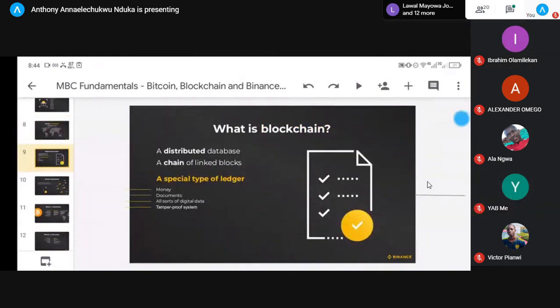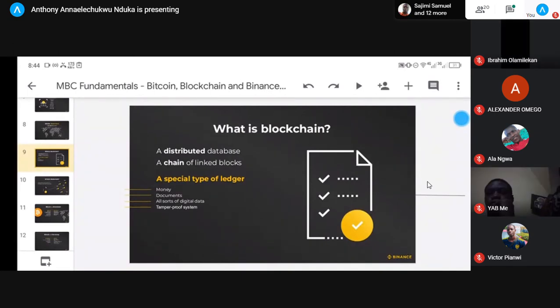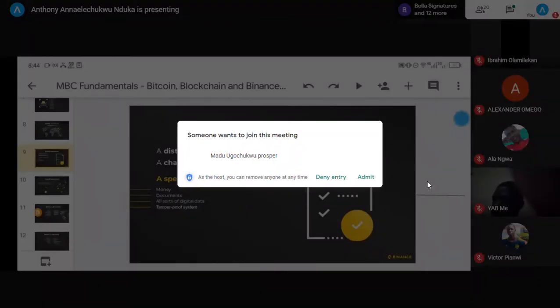Now, what is blockchain exactly? I've explained this. Blockchain is actually a chain of linked blocks. This means that each block on a blockchain has components which include a hash, the transaction fees, the amount being sent, the time it was sent, and many other things. But let's just explain what we have here on our slide.